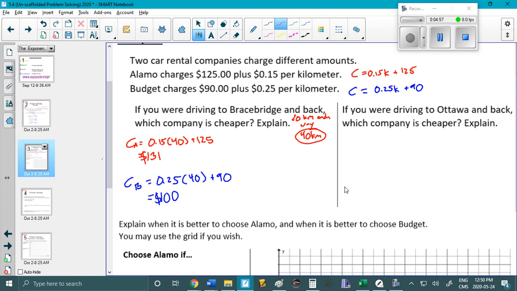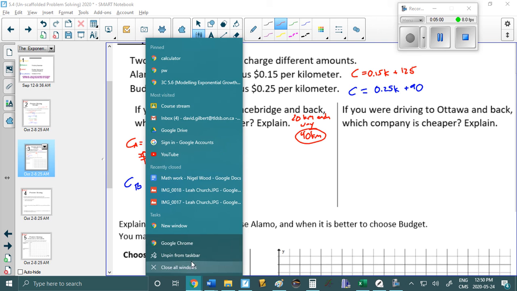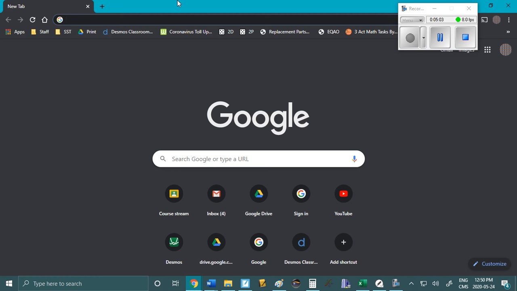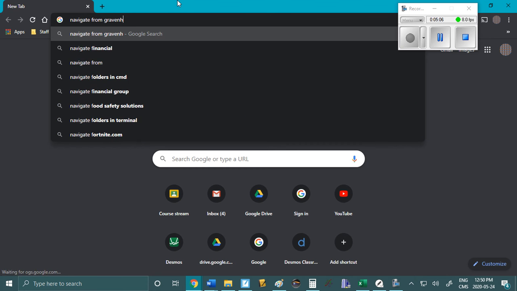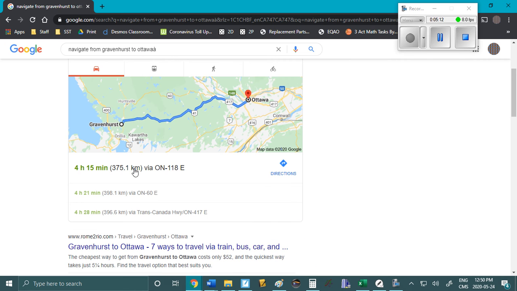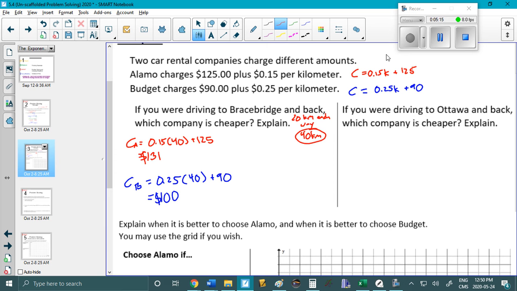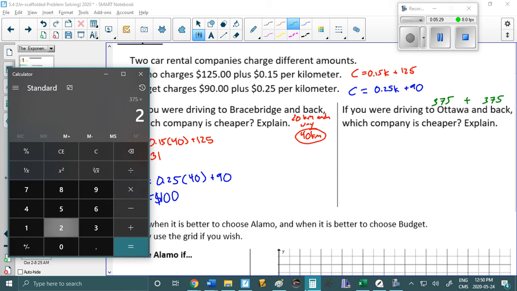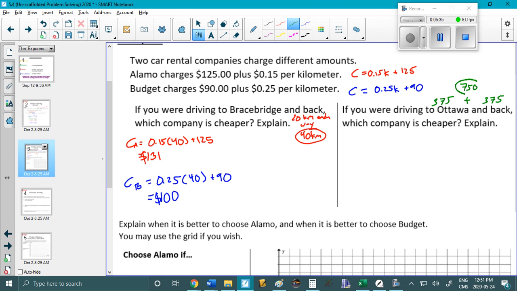Okay, what about to Ottawa and back? Well, let's see here. Navigate from Gravenhurst to Ottawa. All right, 375 kilometers. Holy cow. All right. So to Ottawa is 375, and back is 375. So the total is going to be 375 times 2, so 750 kilometers. So 750.